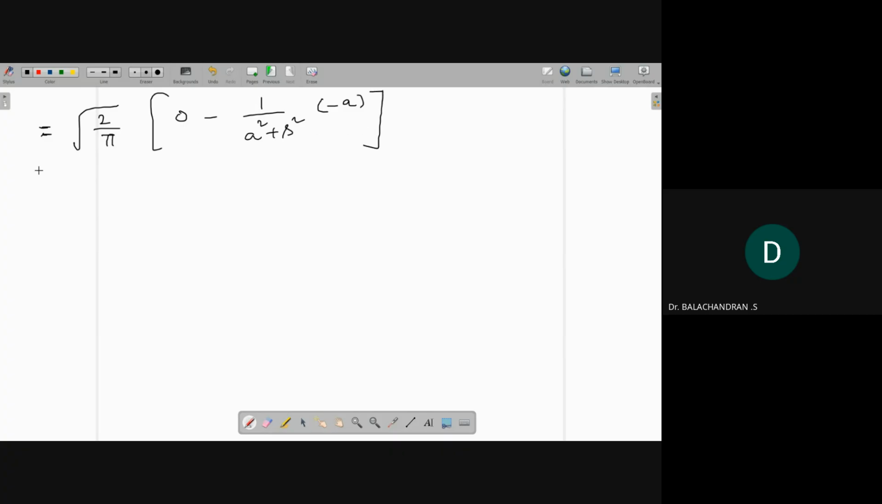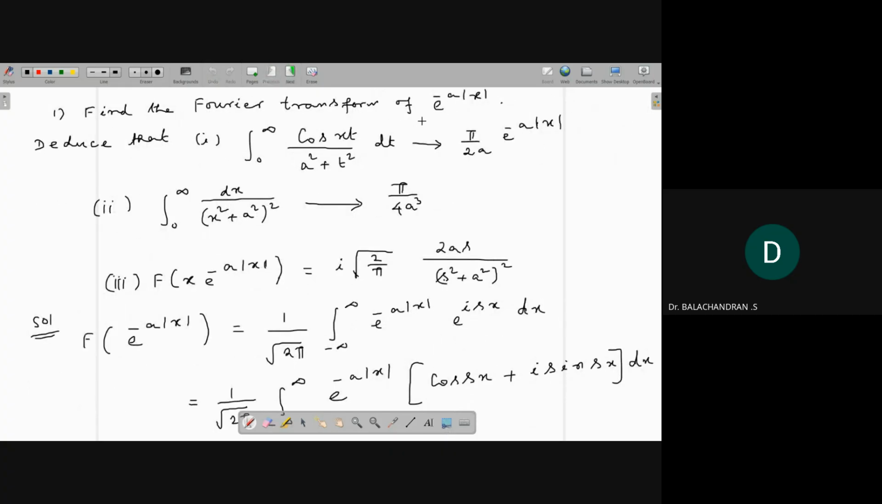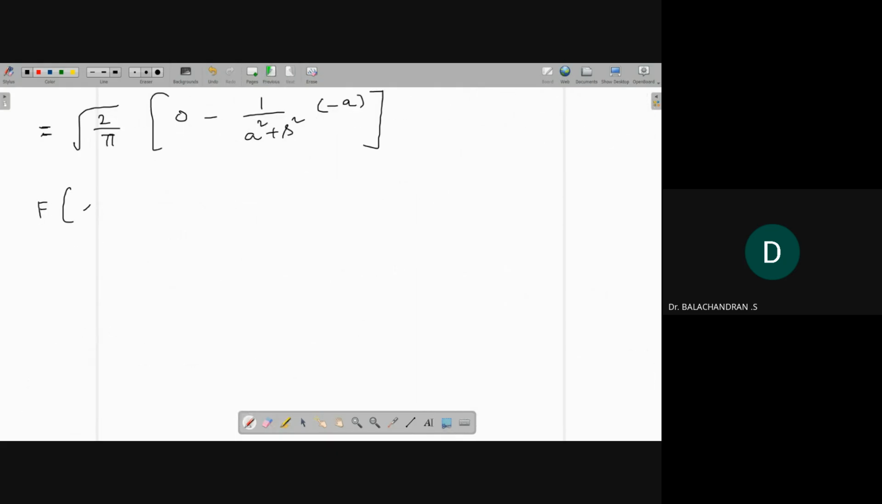And close the bracket. So now the final answer: Fourier transform of, what is the question? Fourier transform of e power minus a mod x, which is equal to root 2 by pi into a by s square plus a square. I call this equation number 1. The first part is over.